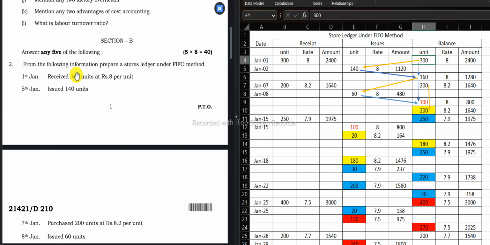5th January issued 140 units. Now out of 300 we need to issue how many units? 140 units. We have purchased the initial 300 units. Out of that we are issuing the 140 units. The rate is 8 rupees because the initial purchase rate is 8 rupees. We have to take 8 rupees only. 140 into 8, the amount becomes 1120. Now what is the balance here? 300 units. Out of that we issued 140 units. The balance becomes 160 units. The rate is 8 rupees and total balance is 1280.